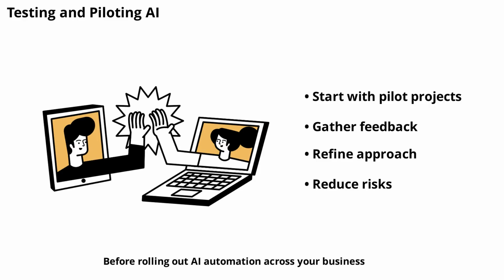Before rolling out AI automation across your business, start with a pilot project. Test the solution in a controlled environment, gather feedback, and measure results. Use these insights to refine your approach and address any issues before full-scale implementation. Piloting reduces risks and increases the chances of success.